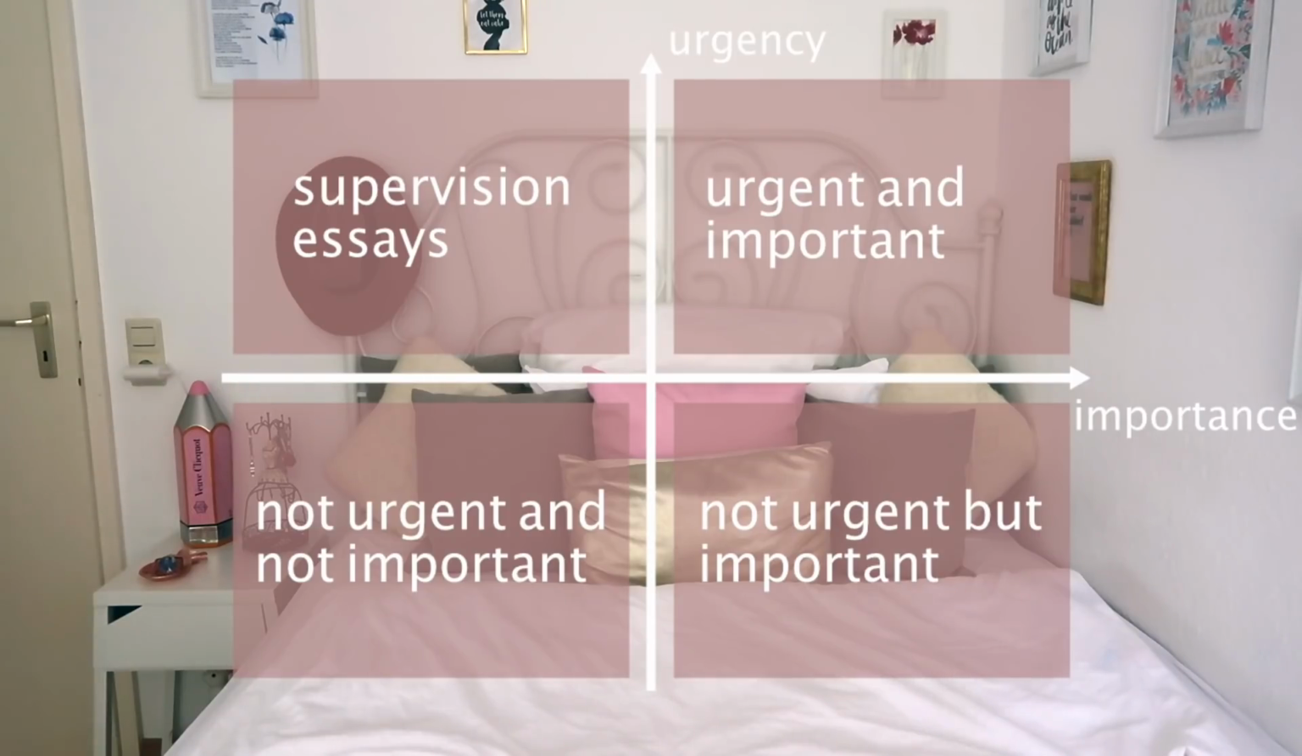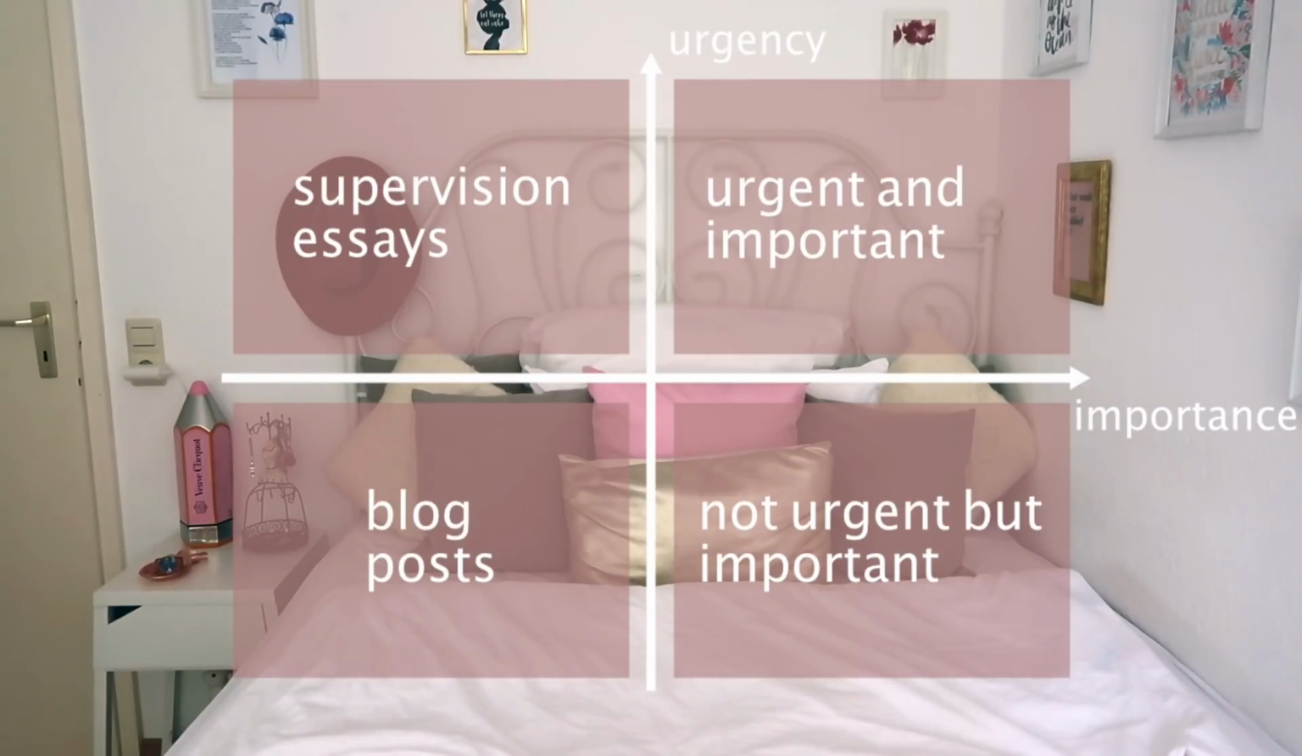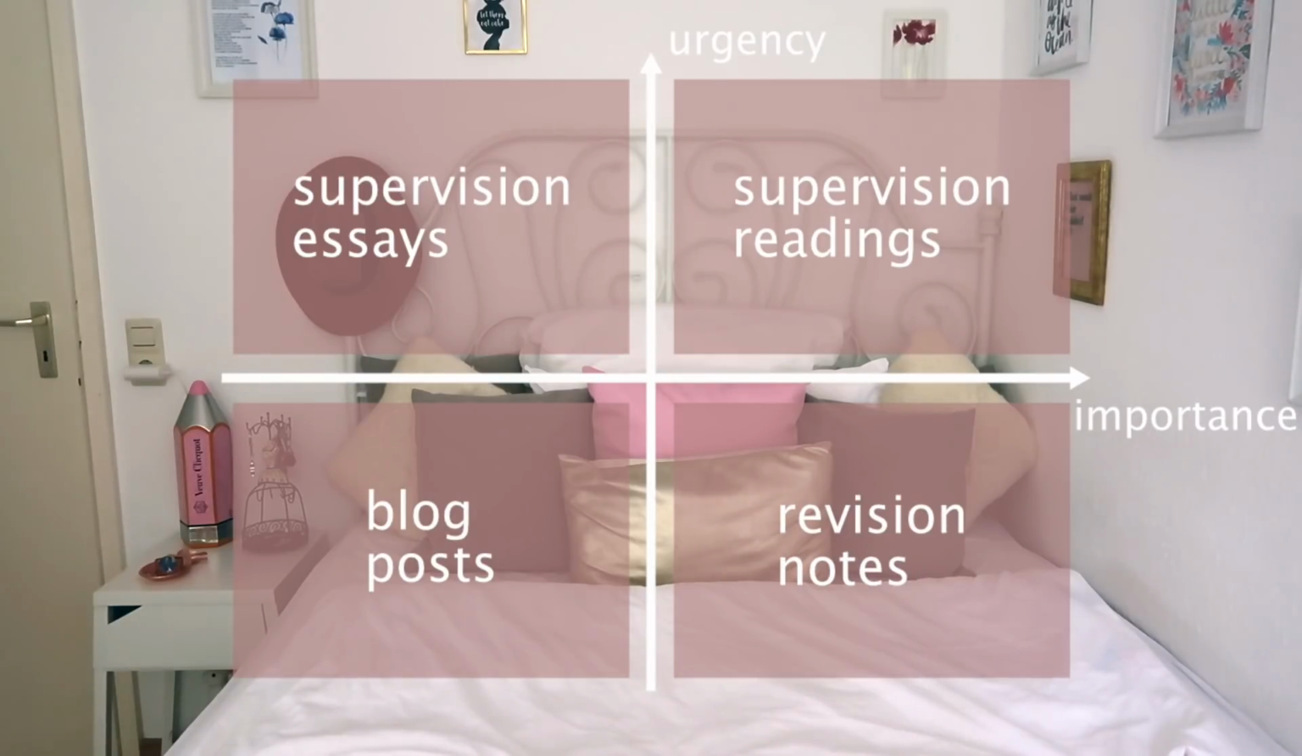And then for example, non-urgent and non-important are blog posts because it's just a hobby, and while I really enjoy it, it's certainly not as important as my degree. And then urgent and important are my supervision readings because I do have to do them by the time of the supervision and they are important for my revision. And non-urgent but important are revision notes because you only need them at the end of the year. Same for things which have a far away deadline.